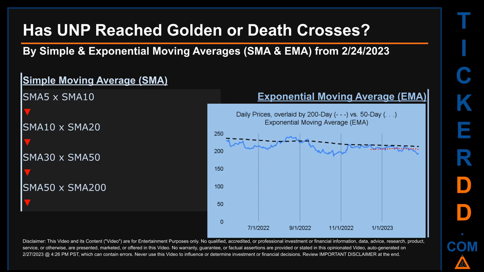For simple moving average, by comparing 50 to 200 days, we found a bearish death cross signal because the 50-day SMA crossed below the 200-day. Continuing with SMA, we looked across the 5 to 10, the 10 to 20, and the 30 to 50-day ranges to see if golden and death crosses had been reached. We found death cross signal for the 5 to 10, the 10 to 20, the 30 to 50.